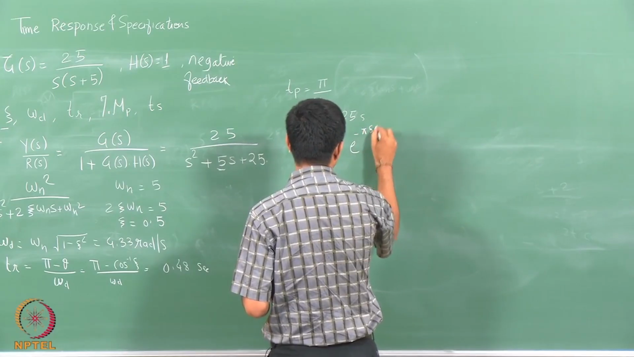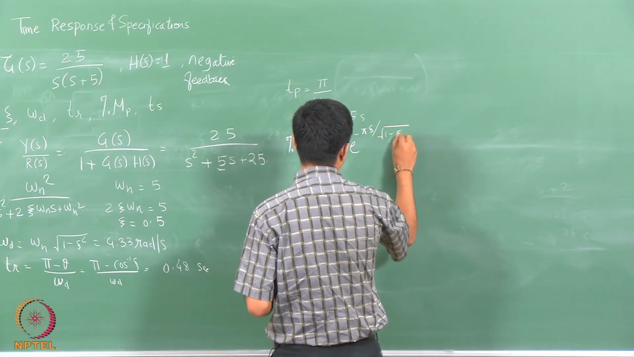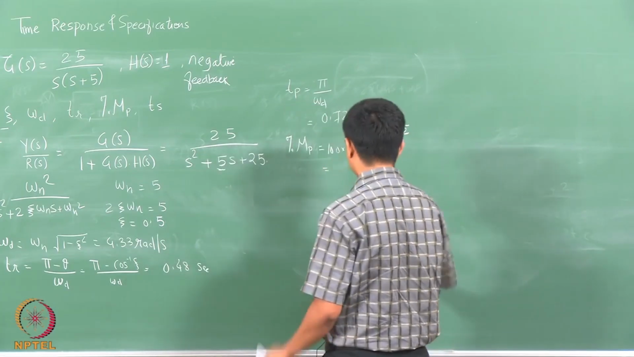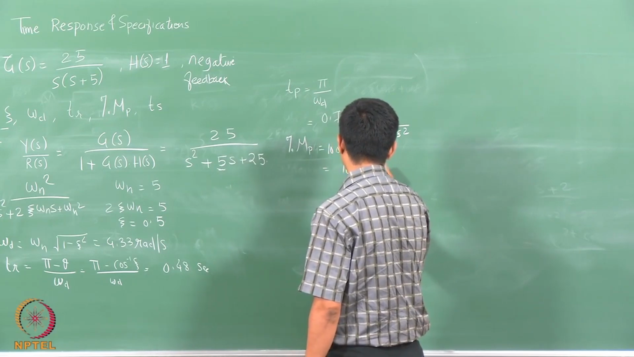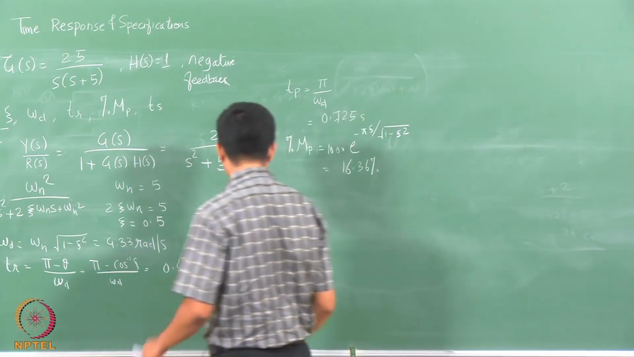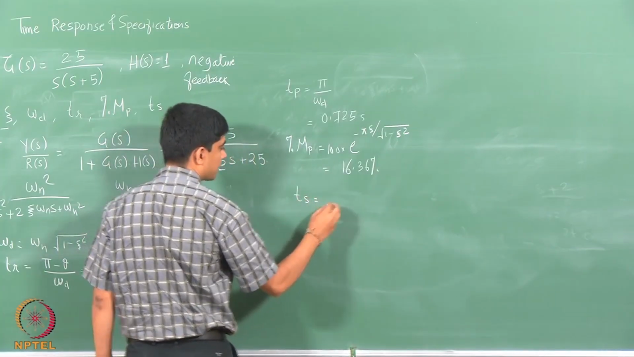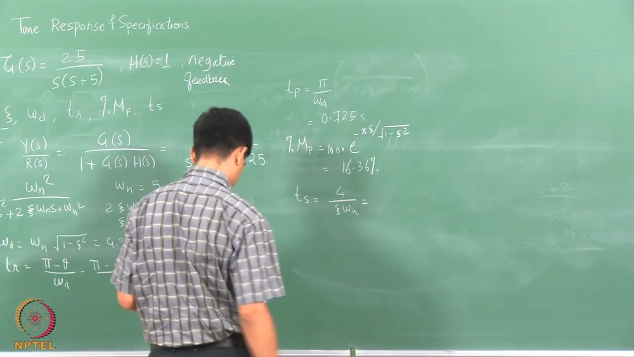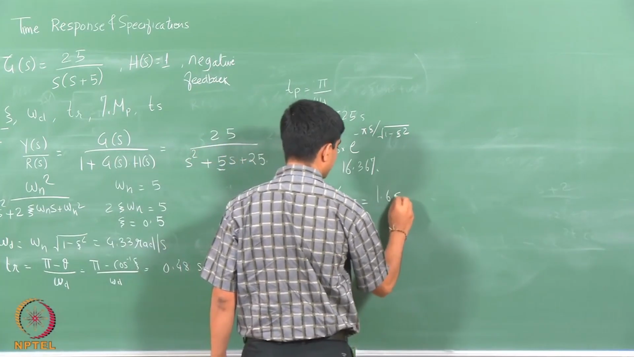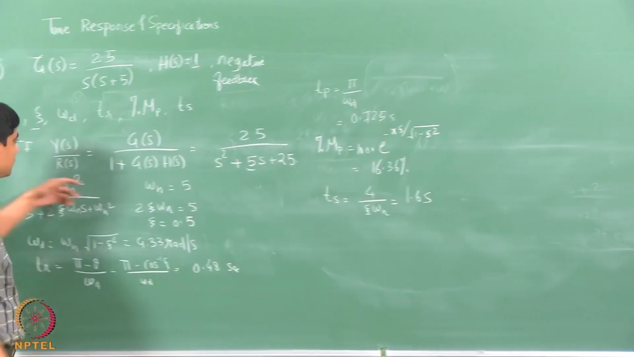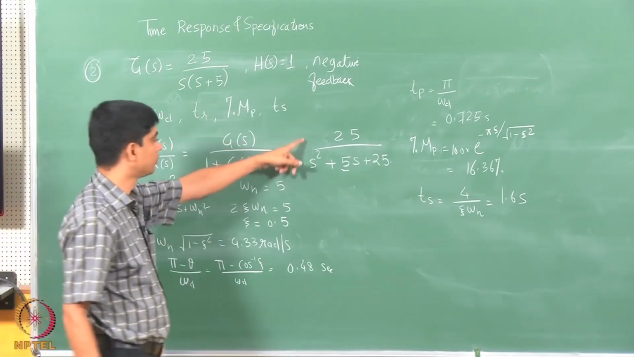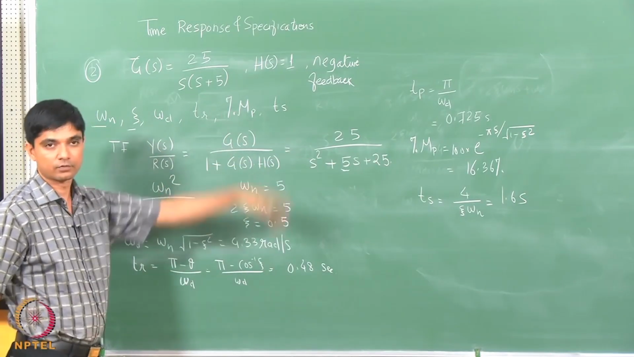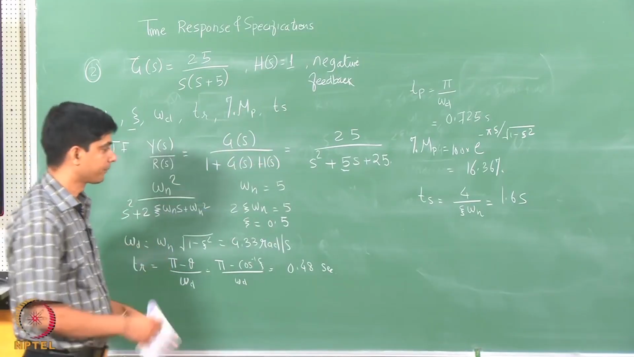And then the percentage overshoot was directly depending on the damping, given by e power minus pi zeta over square root of 1 minus zeta square, multiplied by 100 to get the percentage, and I could compute this as 16.36%. And finally, the settling time for the 2% tolerance criterion is just 1.6 seconds, right. Quite straightforward, right. Once you write down the closed loop and compute omega n and zeta, everything else just fits into the formula.